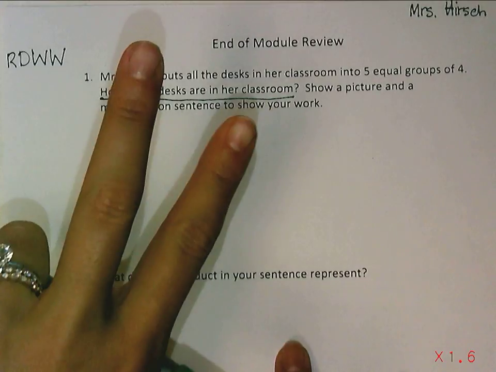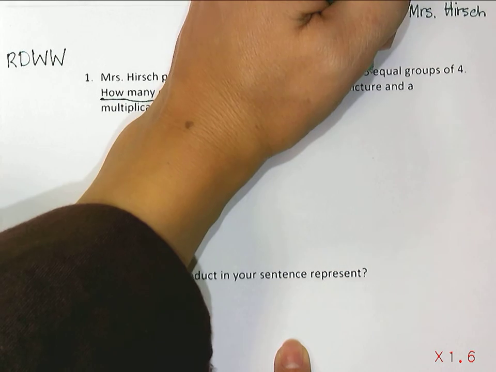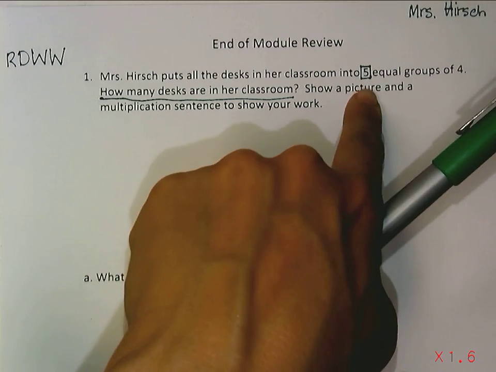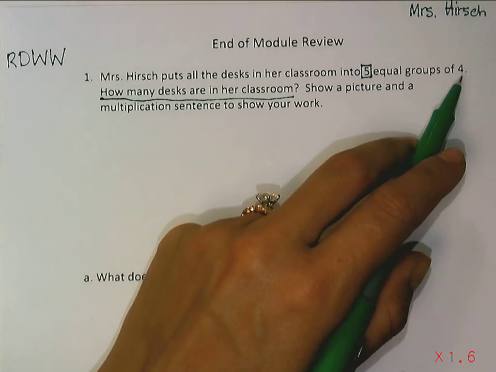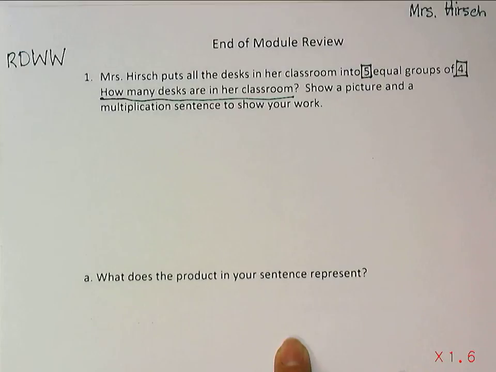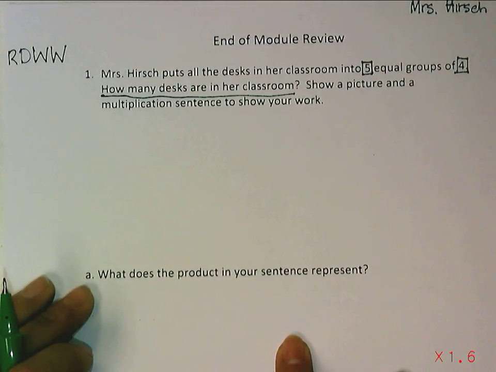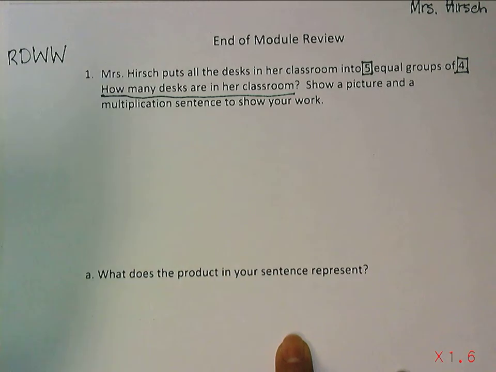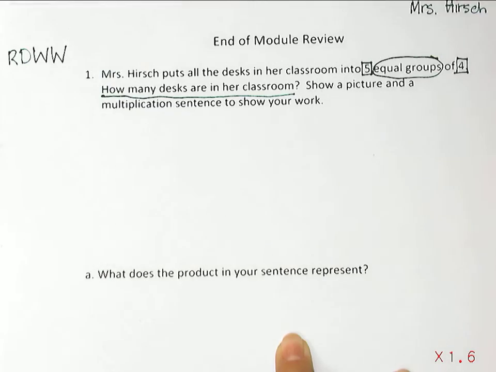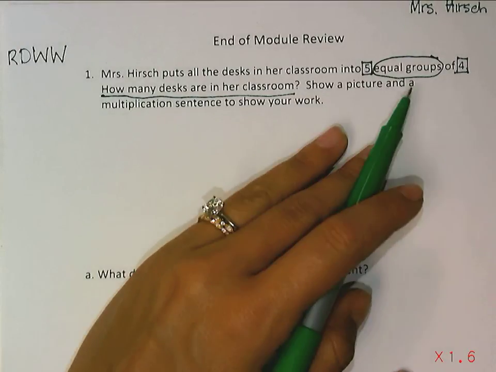My second strategy to solving word problems is to box important numbers. So I'm putting a box around 5 because I see there's a 5 right here. And I'm going to put a box around 4 because that's the other number that I see. My last strategy is to circle clue words. You see right here, equal groups. That's going to give me a clue that I'm going to be working with equal groups today.